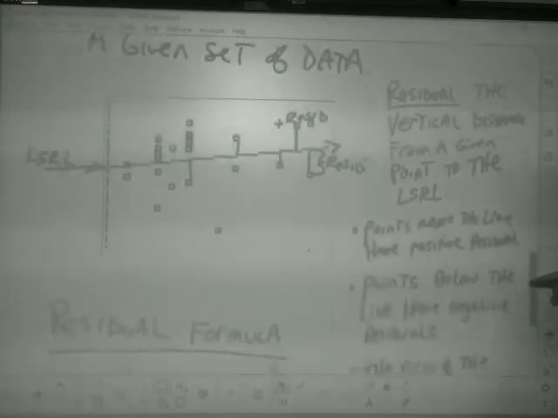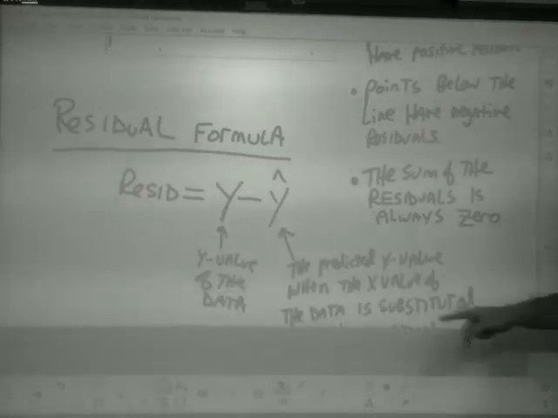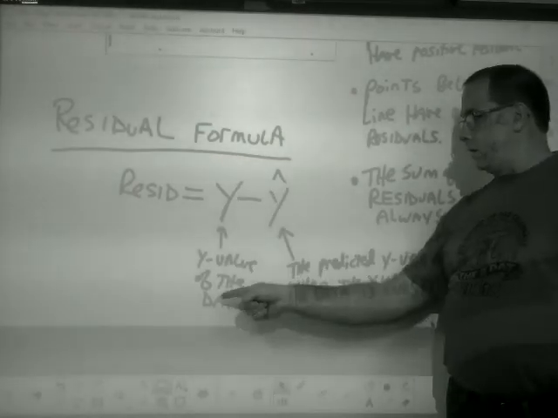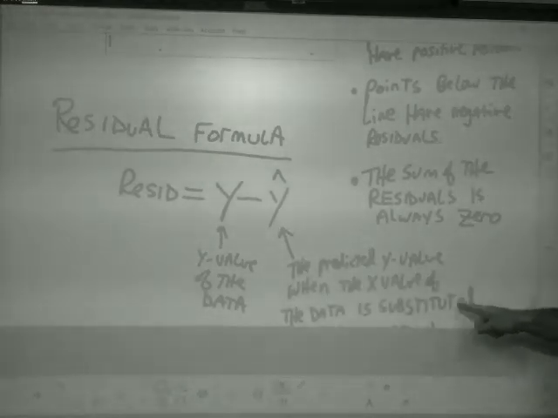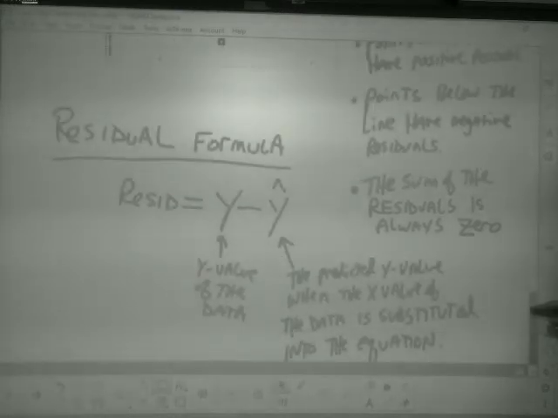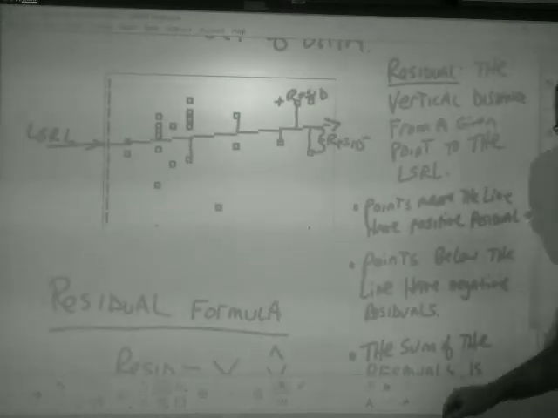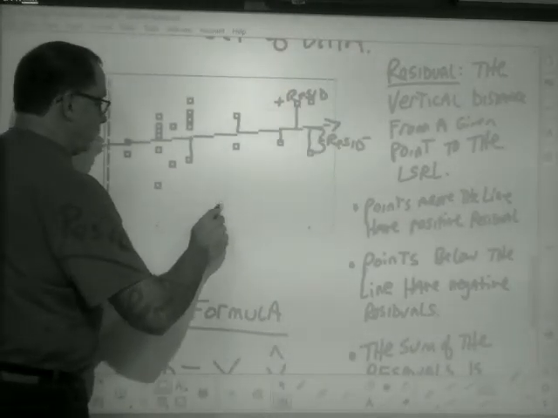The formula for the residual is the actual y value of the data minus the predicted y value when the x value of the data is substituted into the equation. That is how you find out the residual. So for example, let's say I wanted the residual for this data point.